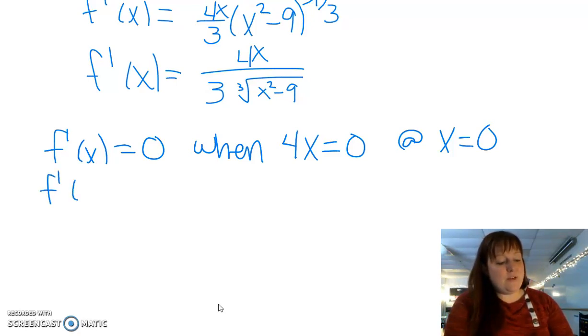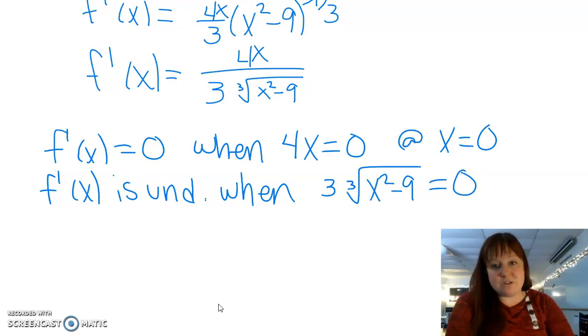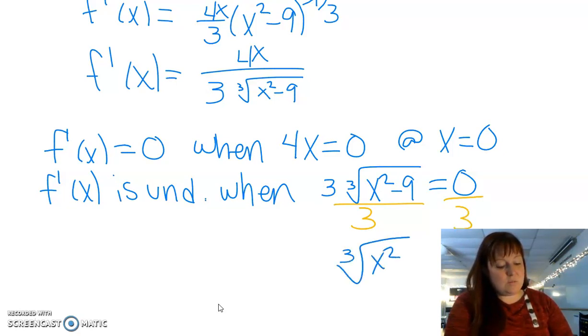Now let's see, f prime of x is undefined when 3 times the cube root of x squared minus 9 is equal to 0, right? When our denominator is equal to 0. So we divide both sides by 3, and we have the cube root of x squared minus 9 equals 0. And when is this going to be equal to 0? You might be able to look at it and say, oh, when x is plus or minus 3, this is equal to 0. But let's just do the algebra in case you don't see that.